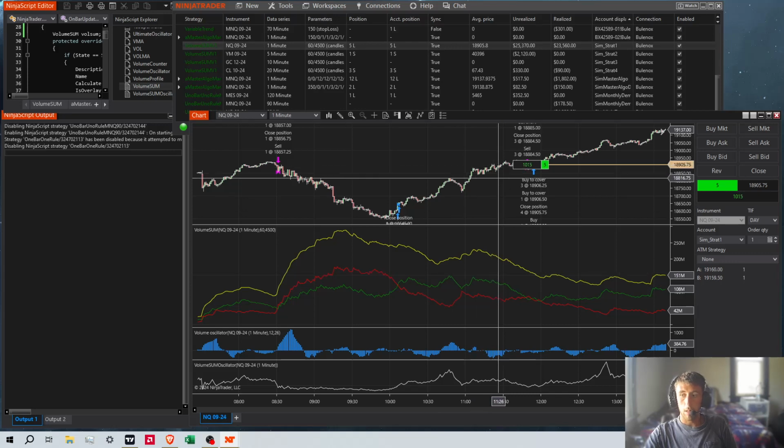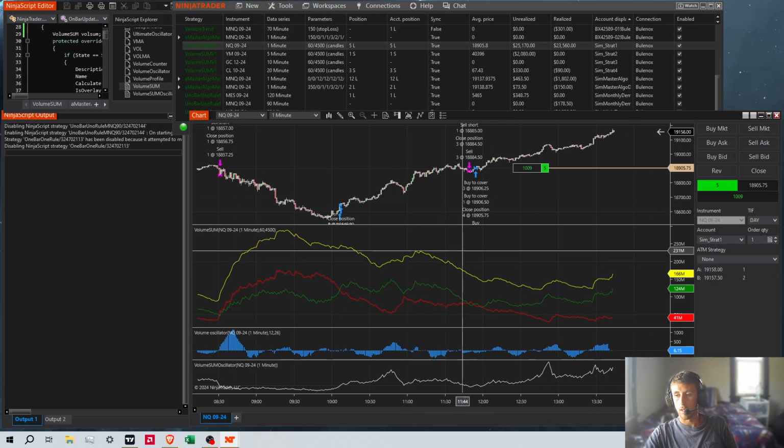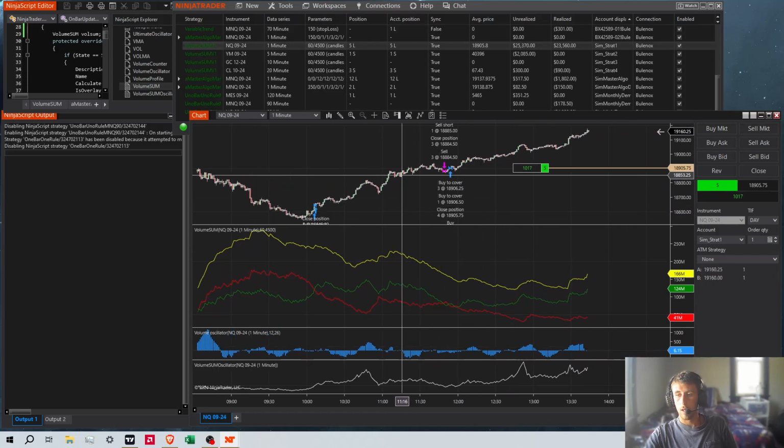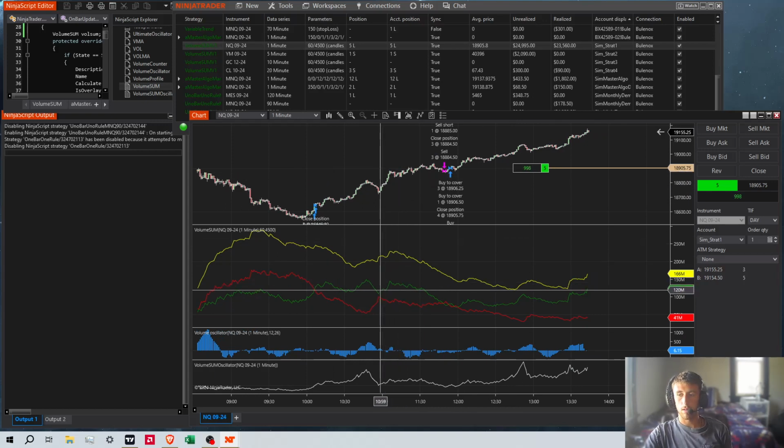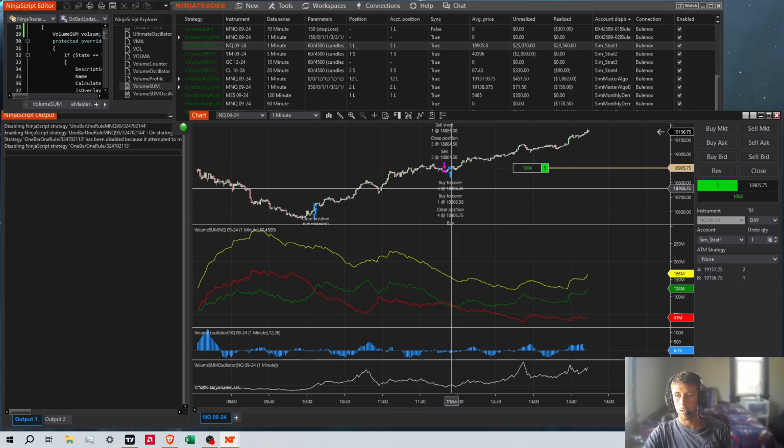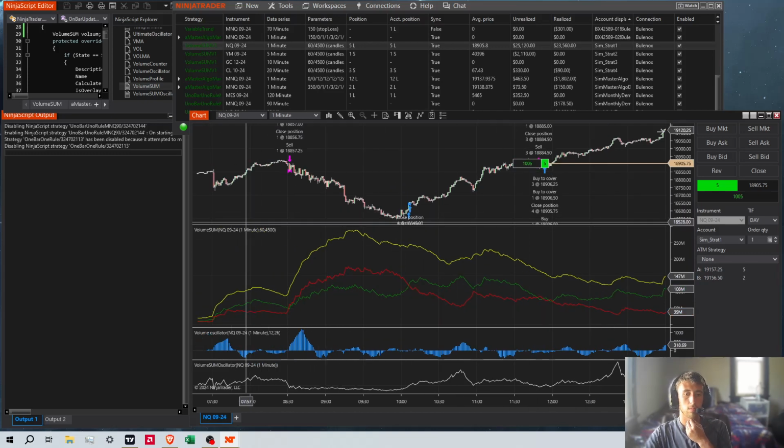Maybe we don't even have to do that. We just let it play out for the rest of the day, and just as long as the volume is higher than it was X candles ago, we just keep adding positions. So we would have added one like here-ish. All through here, we just keep adding positions. So yeah, that's the idea.